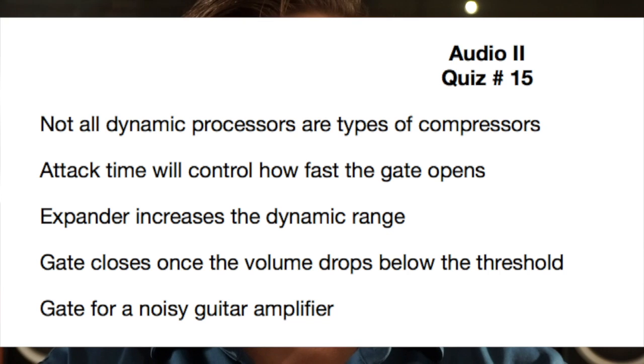A gate closes once the volume drops below the threshold. So we did all those pictures with the compressor. We had a threshold. Once the volume got above the threshold, it compressed it. In a gate, once it falls below the threshold, it essentially mutes the track.